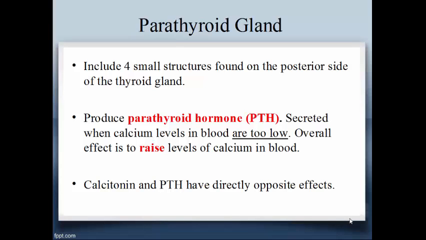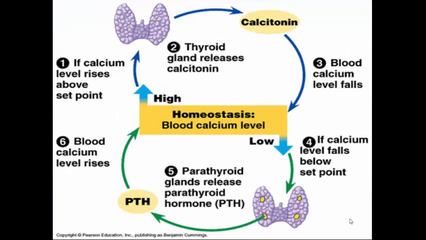Now this is secreted when blood calcium levels are too low. So its overall effect is to raise blood calcium. So calcitonin and PTH have exactly opposite effects. Calcitonin will lower blood calcium, PTH will raise blood calcium. And here's a nice graphic that has all that put together. This is where you want your blood calcium level, a nice stable value here. If it gets too high, that will cause the thyroid gland to release calcitonin, which will lower it back down to normal.